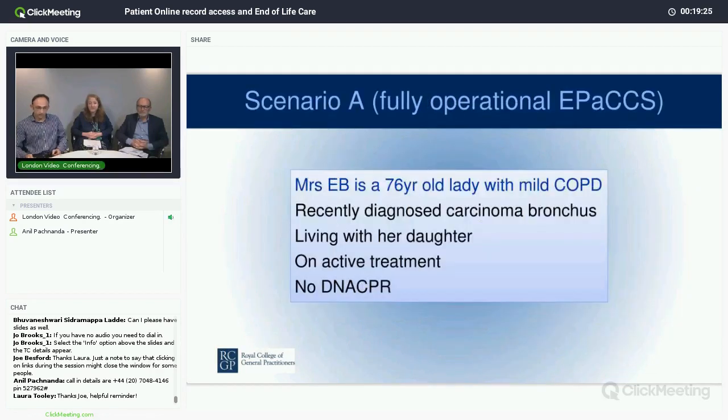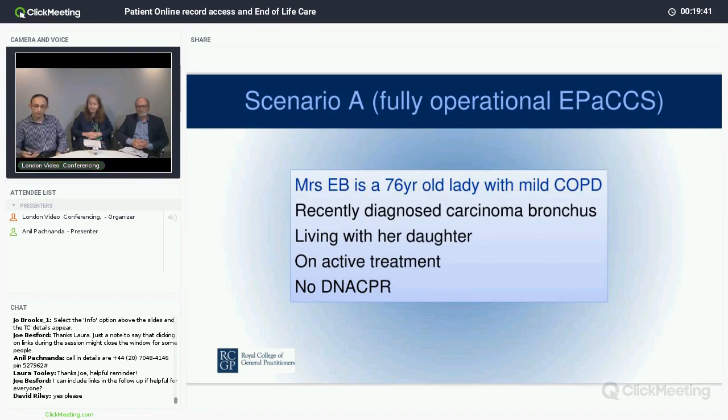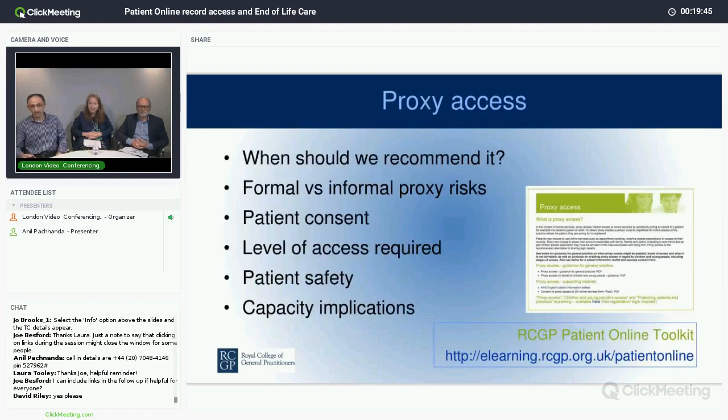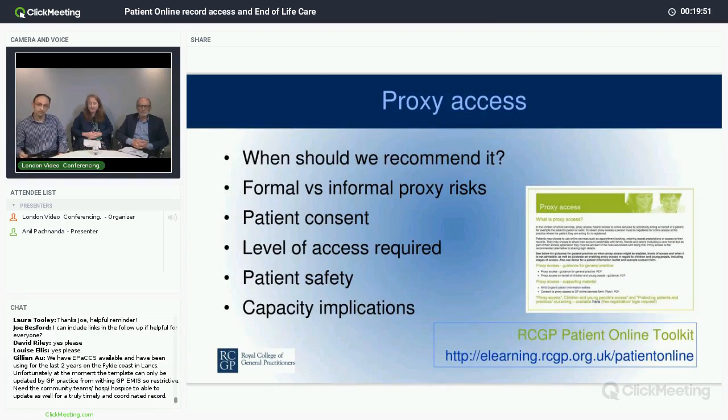But first, one thing I want to point out is that she's living with her daughter, and this might be something that Ralph mentioned earlier about Proxy Access. I think this is a good opportunity to talk about Proxy Access. Proxy Access is basically giving someone else, either a carer or a relative, access to your own patient online information. And that could be the full access, including all those transaction services we were talking about, the coded information.